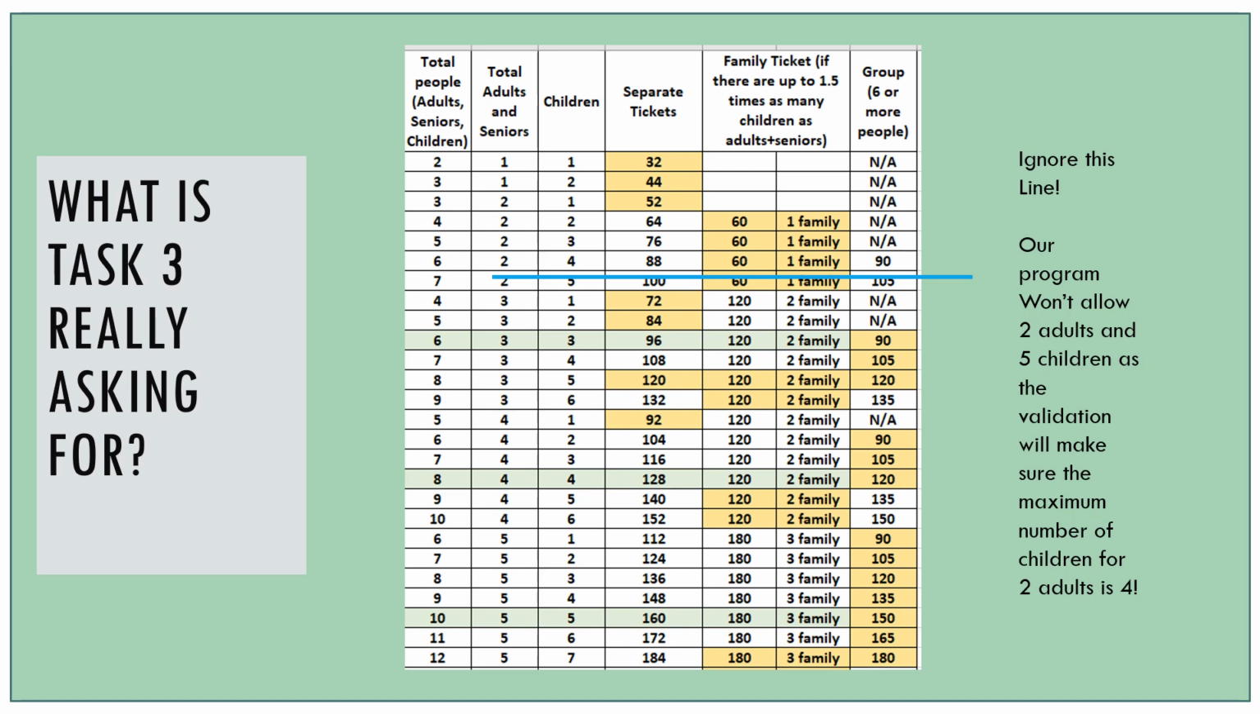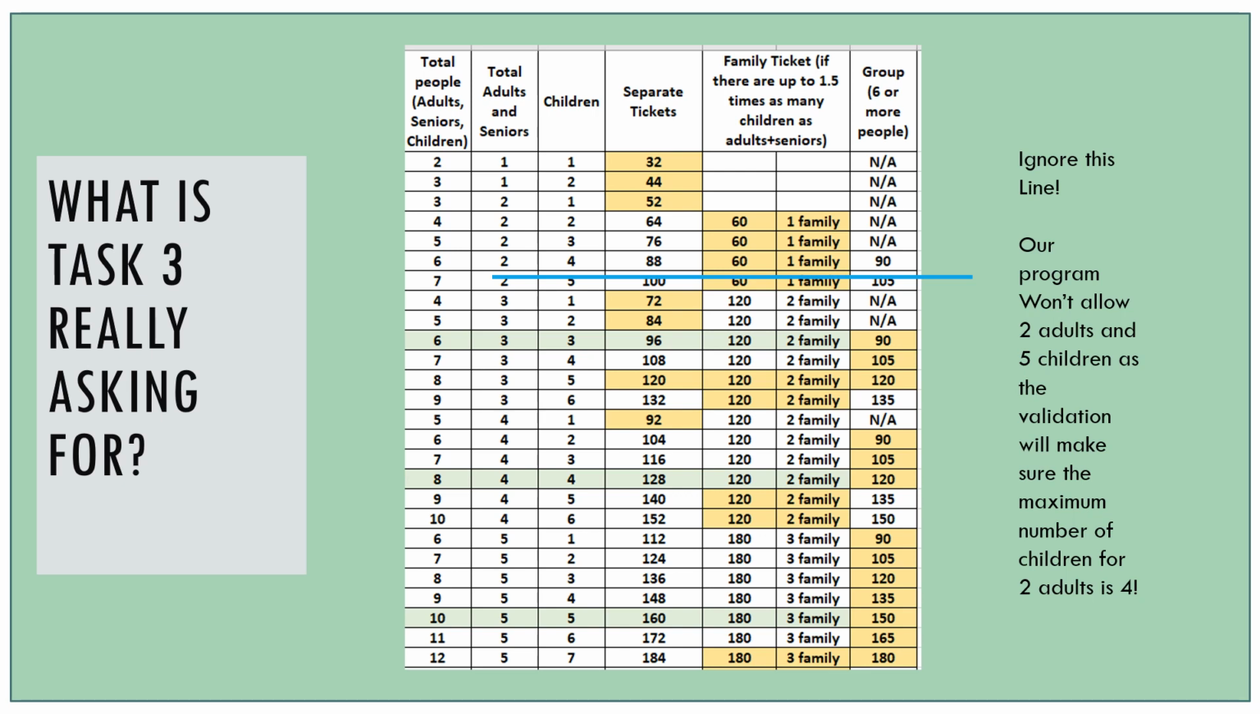Then look at the next 4 lines where we have 2 adults or seniors with either 2 children, 3 children, 4 children, or 5 children. Then the cheapest option is to buy the family ticket. Of course, we don't check the option for the family ticket if we have 2 adults and 6 children, because that's not allowed. A family ticket is maximum 2 older people with 5 younger people.